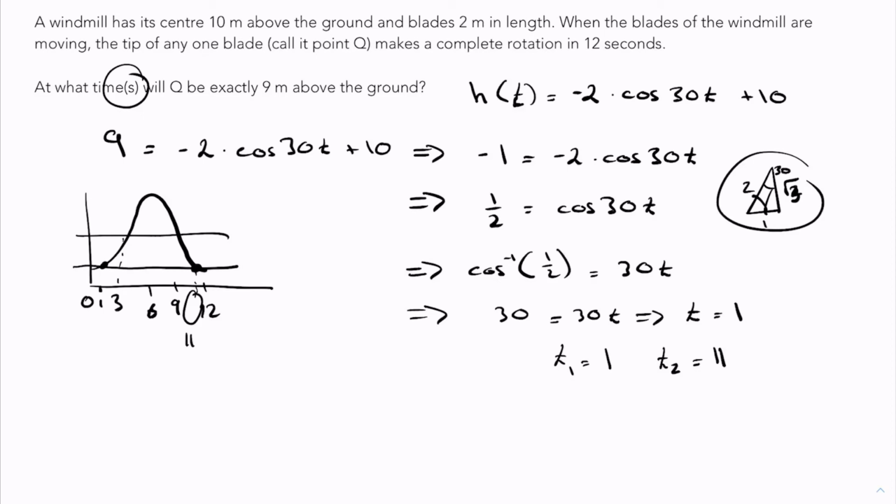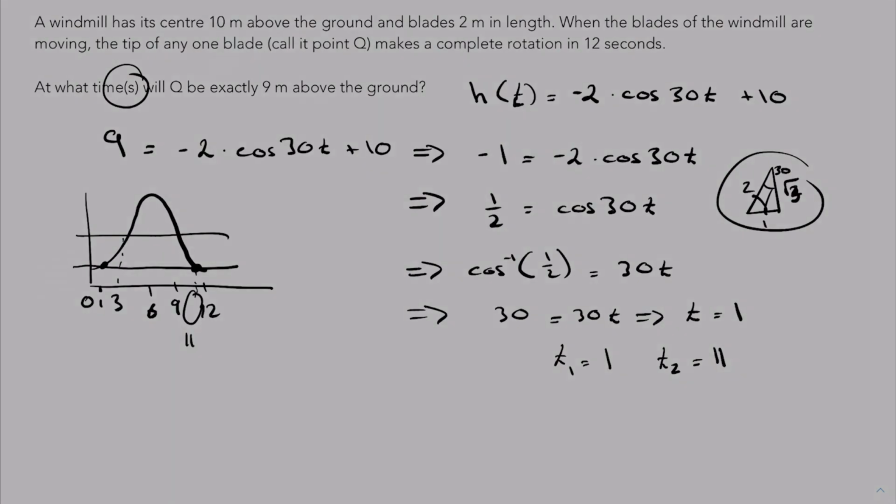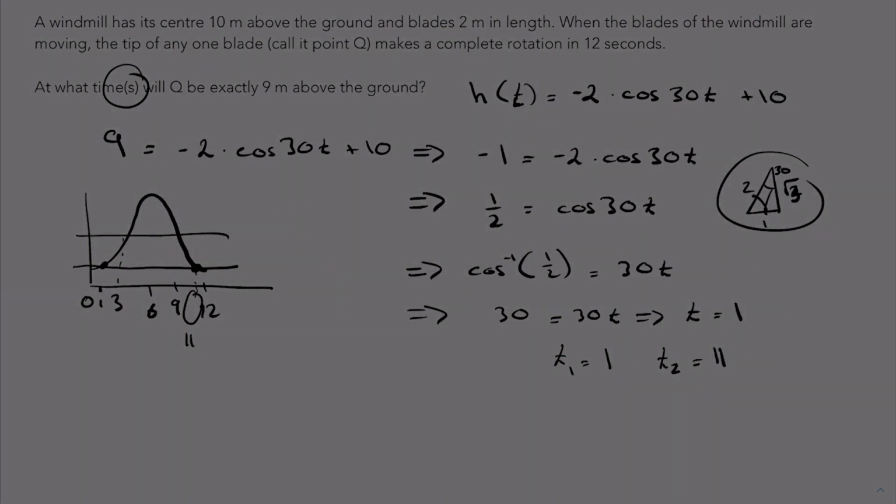Now here's a challenge to you. Can you come up with a formula for the height of the blade when it will be 9 meters above the ground for all times, not just 2 in the first cycle, but in any cycle? So a formula to determine exactly when it will be 9 meters above the ground at all times. I'll leave that up to you.